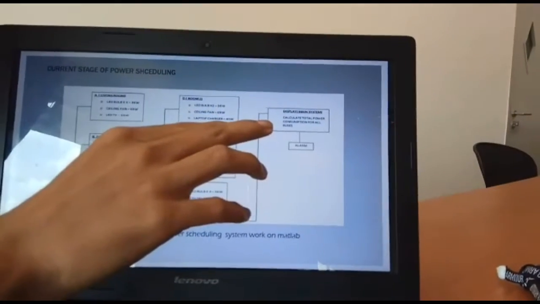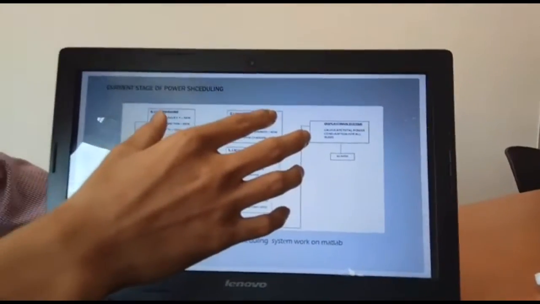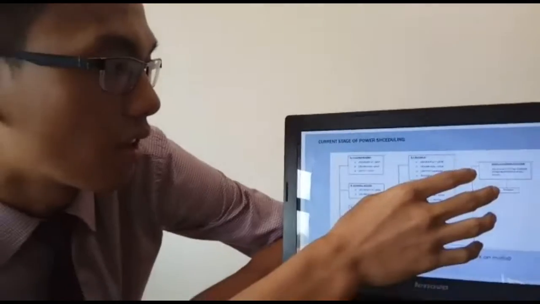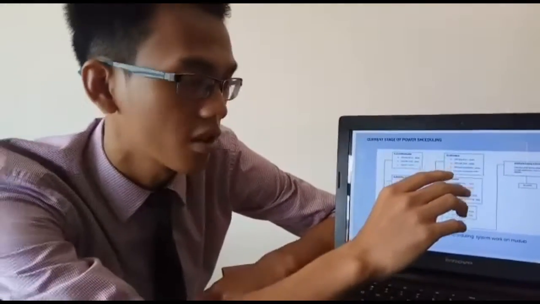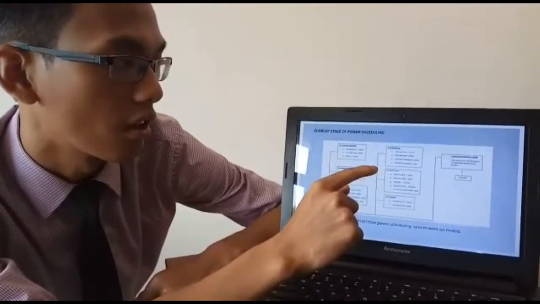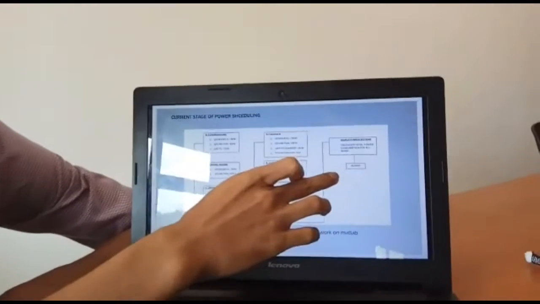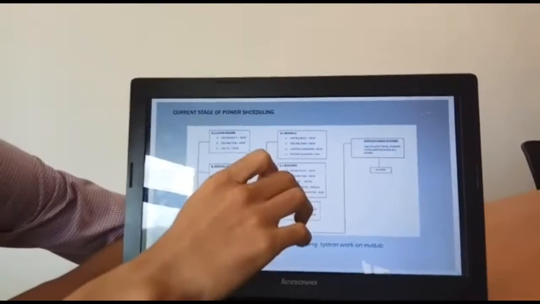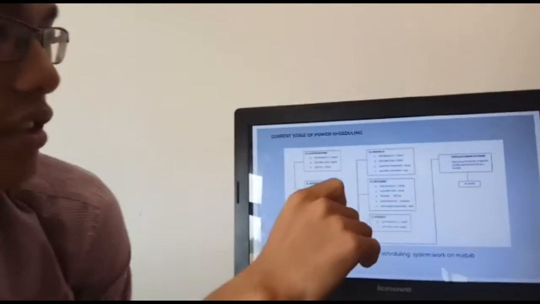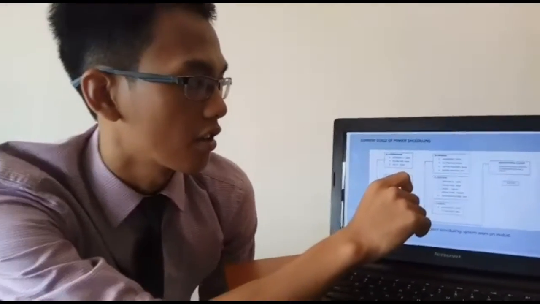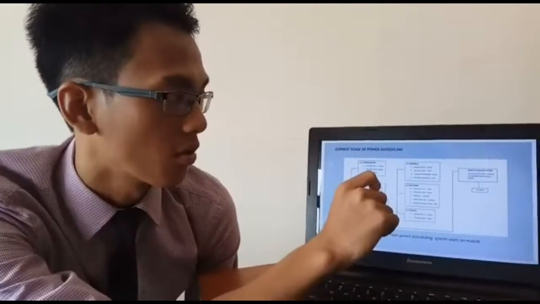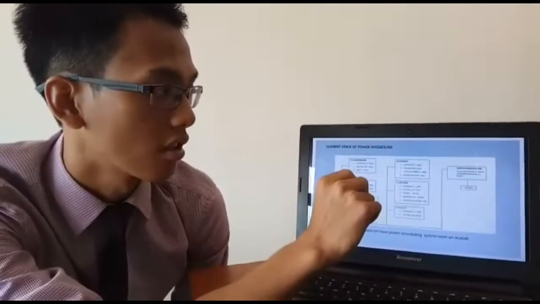With that, the main system will calculate the total power consumption for all buses under two conditions. The first condition is if the total power consumption exceeds 4.8 kilowatt, the main system will trigger the alarm to warn the user to reduce the usage of appliances. For the second condition, if the total power consumption is less than 4.8 kilowatt, the system will allow the user to use other appliances.